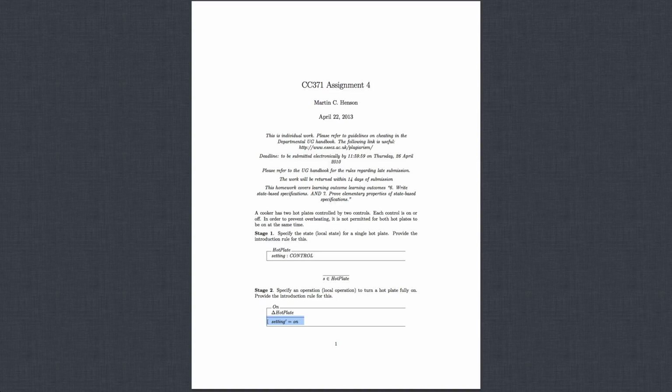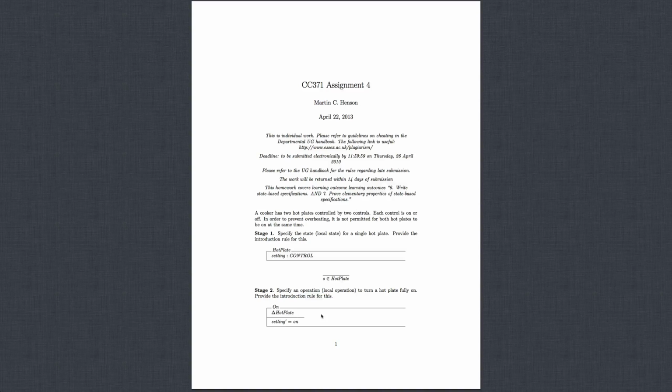One could, I suppose, argue that you can't turn on a hot plate that's already turned on, so you might have thought it worth including another proposition in here saying setting equals off. In other words, before the operation, it's off. Actually, the language that was used to describe the operation, which is just here, didn't say that, so I've left it out, but one might include that.